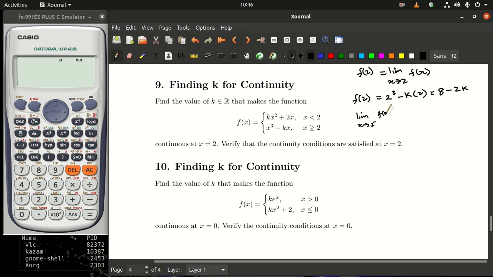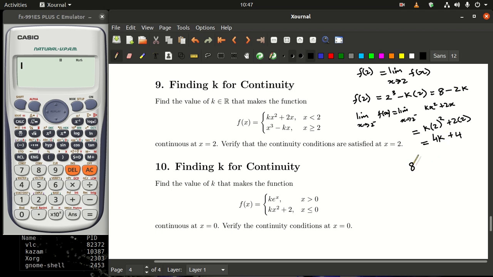So the limit of f of x is going to be the same as the limit as x approaches 2 on the left of k times x squared plus 2x. This function is actually a nice function, such that if I want it to be continuous, I should be able to plug in. So I plug in to get k times 2 squared plus 2 times 2, which is the same as 4k plus 4. So to find the value of k, I want this limit to be equal to the function.